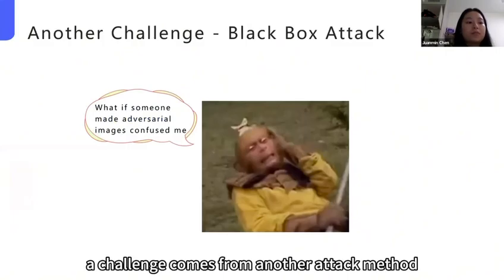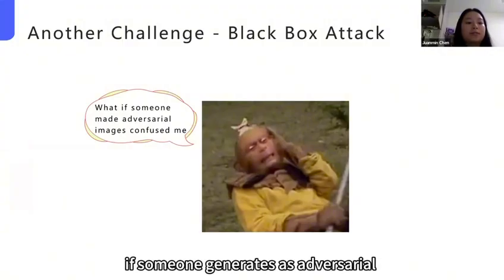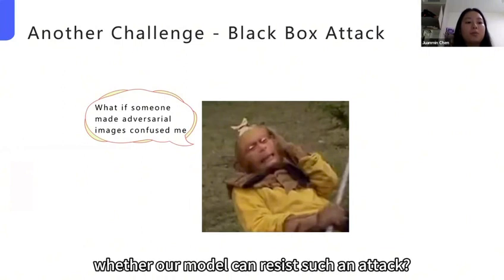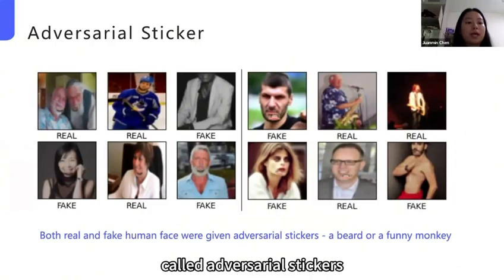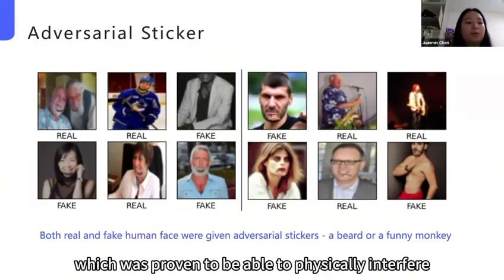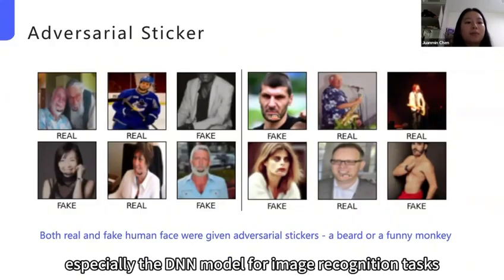A challenge comes from another attack method, the black box attack. If someone generates adversarial samples that may confuse the model, can our model resist such an attack? We simulated a black box attack method called adversarial stickers, which was proved to be able to physically interfere with the model in a black box environment, especially DNN models for image recognition tasks.